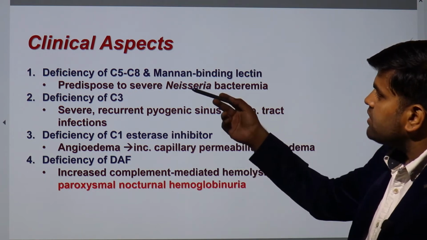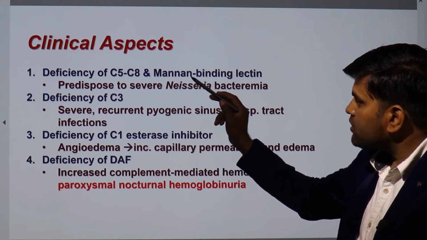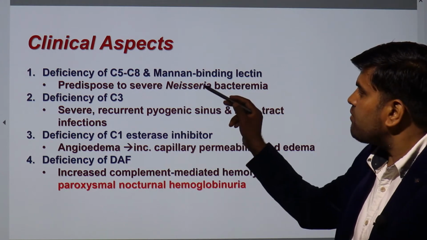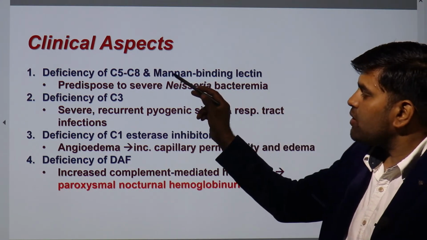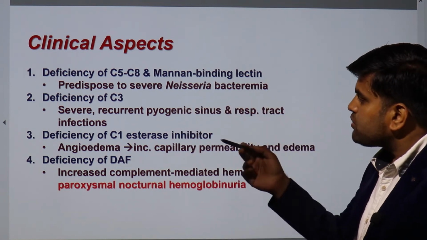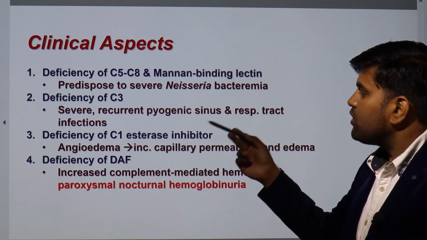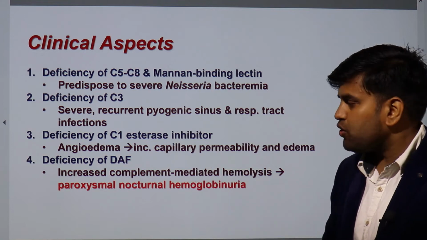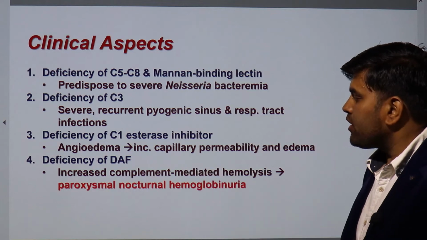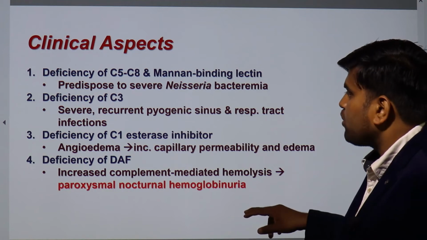The diseases are like this: if there is a deficiency of the MAC complex, C5b, 6, 7, 8, 9, then we'll develop recurrent severe Neisseria meningitidis or Neisseria gonorrhoeae infection. So we'll have Neisseria bacteremia if there is a deficiency of MAC complex or mannose binding lectin. If there is a deficiency of C3, then we'll develop severe recurrent pyogenic sinus and respiratory tract infection. If there is a deficiency of C1 esterase inhibitor, we talked about this initially, it will develop angioedema, that is increased capillary permeability and edema. If there is a DAF deficiency, there will be increased complement-mediated hemolysis, that is paroxysmal nocturnal hemoglobinuria.